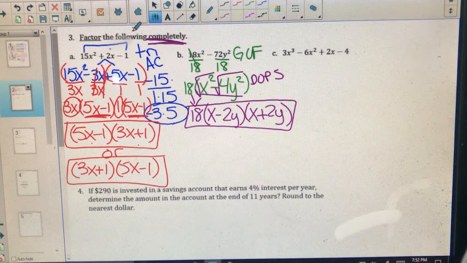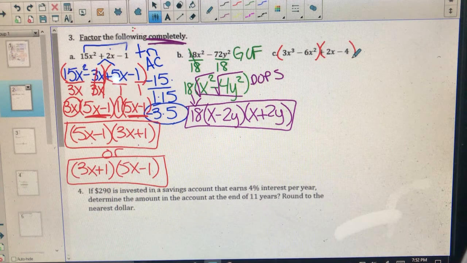For C, start right away by seeing if there's a GCF between the whole thing, and there is not. So then I count my terms. This one has 4 terms, so that's grouping. I start by grouping the first 2 terms together, and then the second 2 terms together, and I GCF both of them, just like I used the grouping method in A.